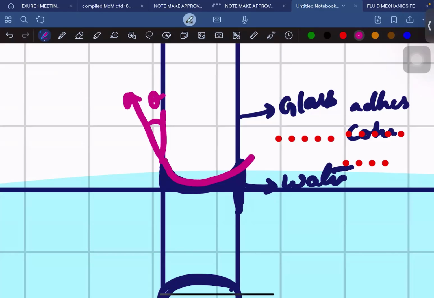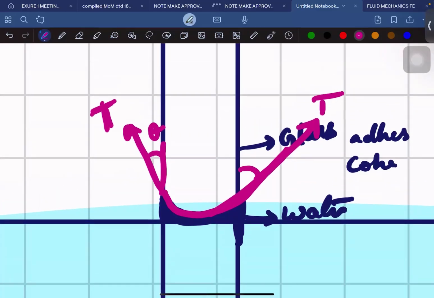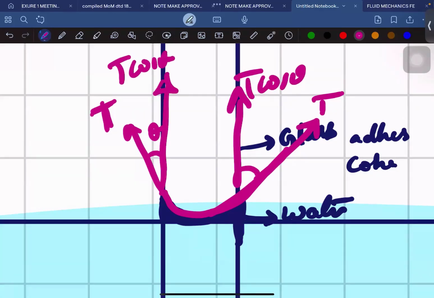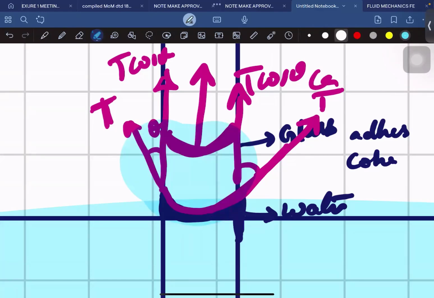There will be a tension developed here because of the surface tension of the water, and this is T, that is surface tension. Because of that T, there will be a component developed. This is T cos theta, and because of the T cos theta, there will be an upward force. Because of this upward force, there will be a rise in the water. From here to here, we call it capillary rise.